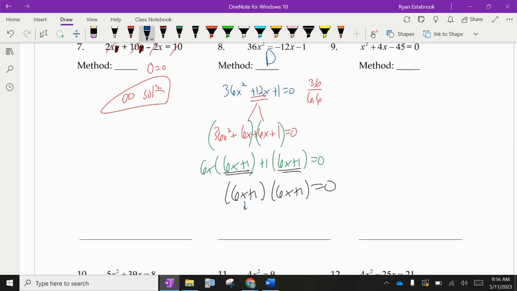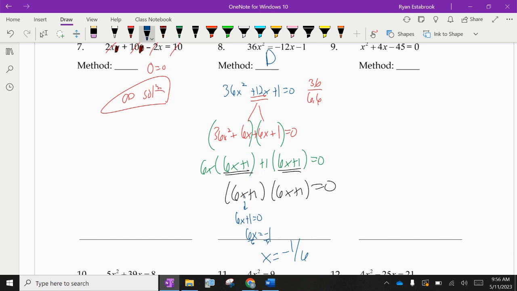Well, what makes 6x plus 1, what makes this equal to 0? Set it equal to 0 and figure it out. It's now a nice linear equation. So to solve this blue one, what would you do to both sides first? Minus the 1. So minus 1, minus 1. 6x equals minus 1. Then what would you do to both sides? Divide by 6, divide by 6. So x equals negative 1 over 6.